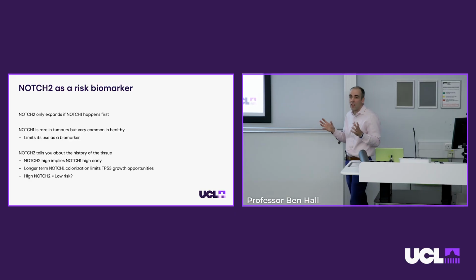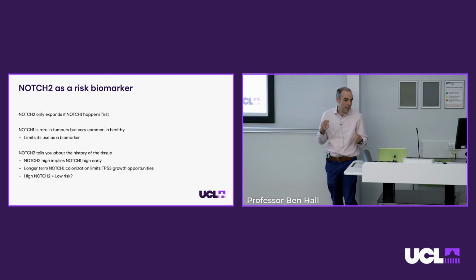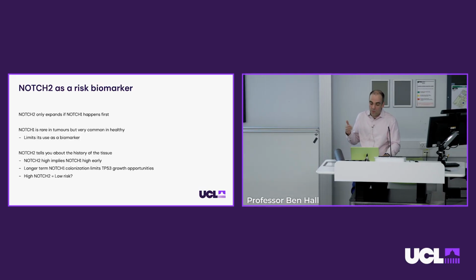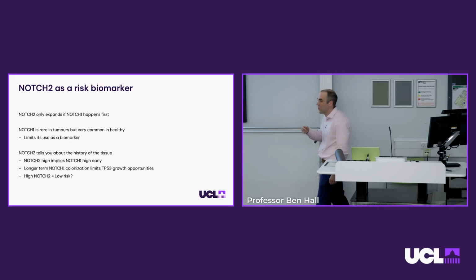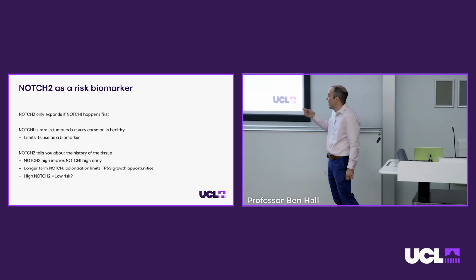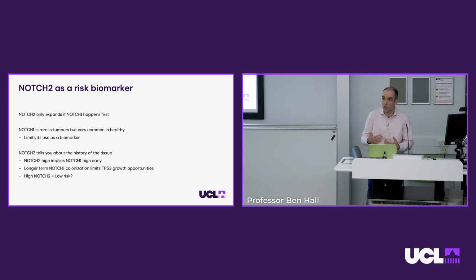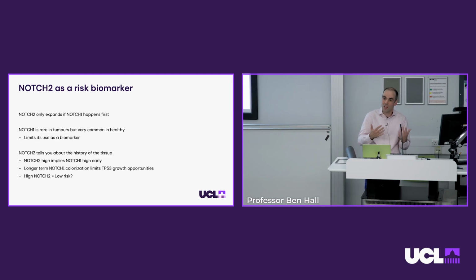If Notch2 levels are high in an individual, then Notch1 mutations have happened early. And we know that because you need Notch1 to have taken over large parts of the tissue before Notch2 is able to expand. So if we see lots of Notch2, that implies we've had a longer-term Notch1 colonization of the tissue. And because we know that Notch1 competes with p53, this suggests that that longer-term colonization will limit p53 growth opportunities, suggesting that Notch2 may be a useful marker of low risk from cancer because it tells you something about the history of the tissue.